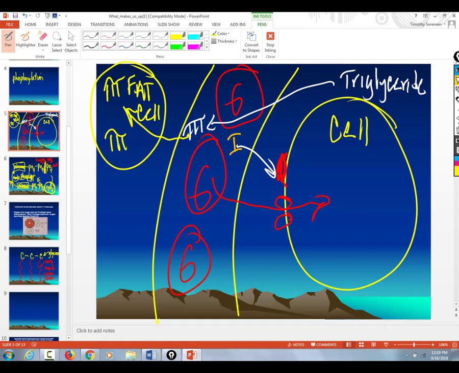What's another function of insulin? Another function of insulin is take triglyceride that's in the blood and put it into fat cells. If it's locked up in a fat cell, can it be used in this cell to make ATP? No. That guarantees that glucose is going to be the most readily available fuel. Say yes.